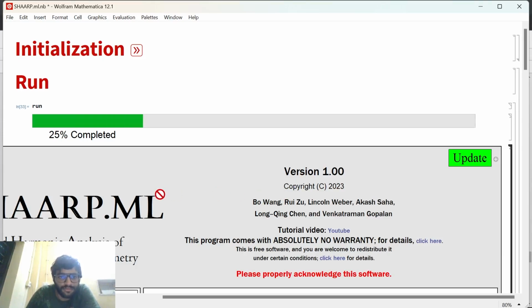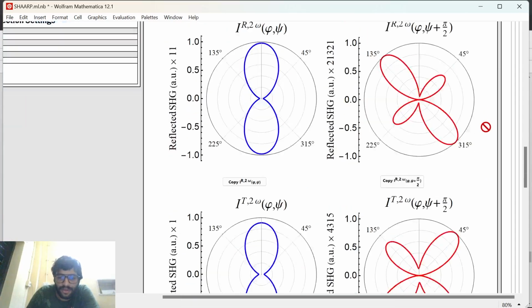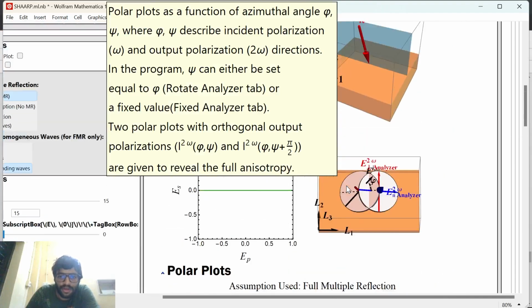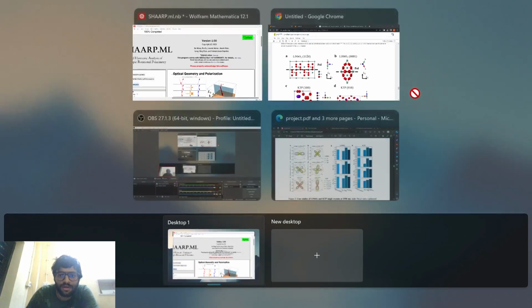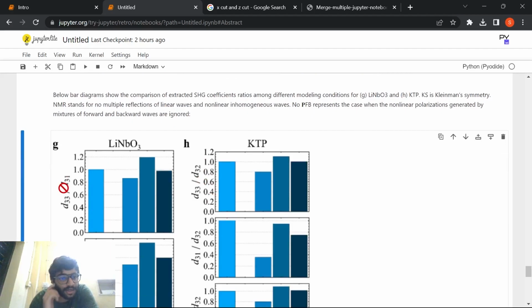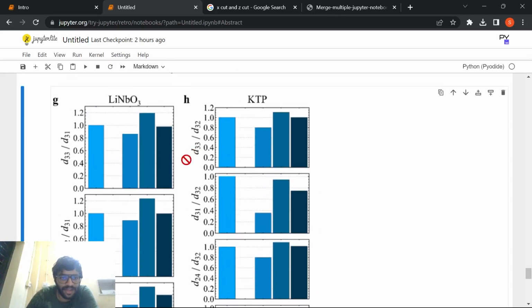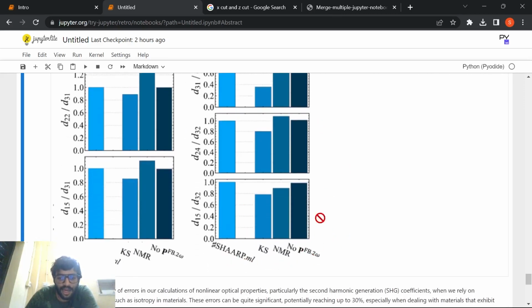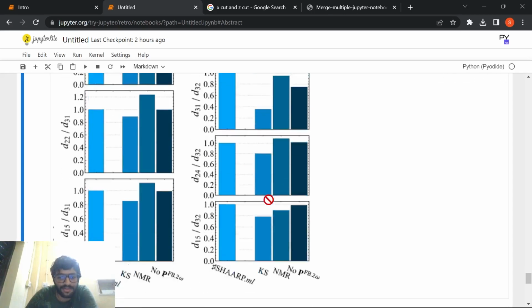Now we can see we have bar diagrams that show the SHG coefficients for LiNbO3 and KTP for different cases: sharp rotatable, Kleinman symmetry, no multiple reflections, and no forward backward wave mixing. And we can see the variations. Like in this case, we can see sharp rotatable is very similar to NMR, and in D31, D32, the error was very high when we assume Kleinman symmetry.